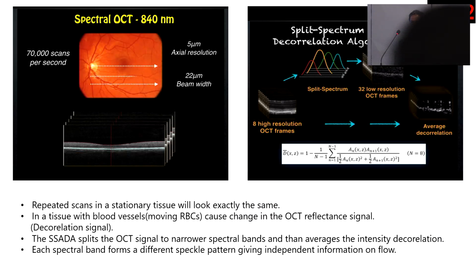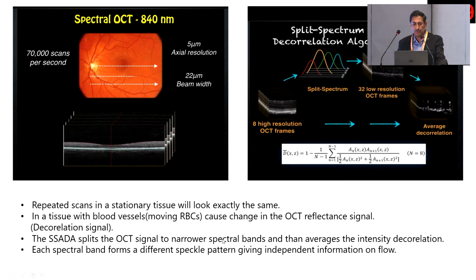So basically the principle is quite simple. Repeated scans are done at one place. If the tissue is stationary, all the scans are going to look the same. But if the tissue has blood vessels, and in the blood vessel the RBCs are moving, then when repeated scans are done, it will change because of the movement. The reflectance will be different. That is known as the decorrelation signal. So that is the basic principle.